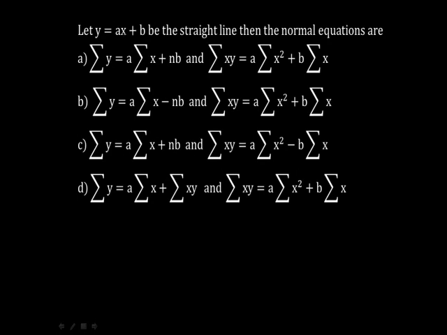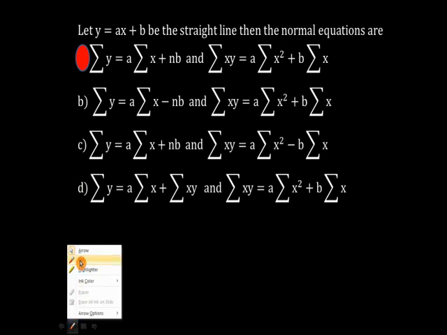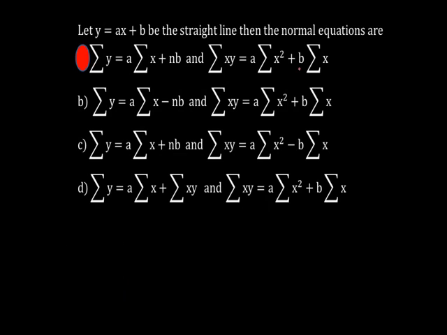Nothing but x. Okay, so we will multiply this equation by x and we will take the sum. If I multiply this equation by x, what will I get? I will get xy is equal to ax square plus bx, and we will take the sum. While taking the sum, we will take the constant. So the final equation will have the form: summation of xy is equal to a summation of x square plus b summation of x. Okay, this is what we have.